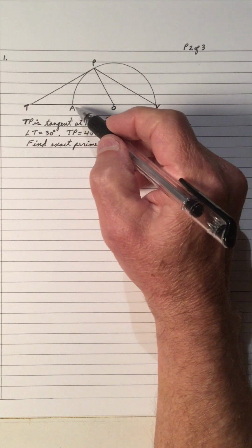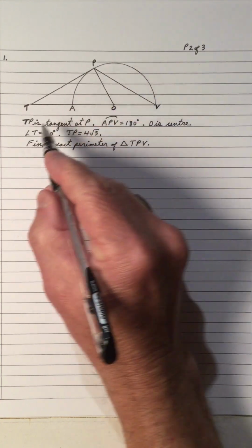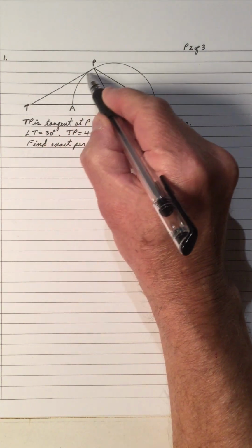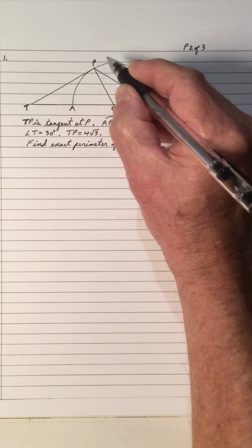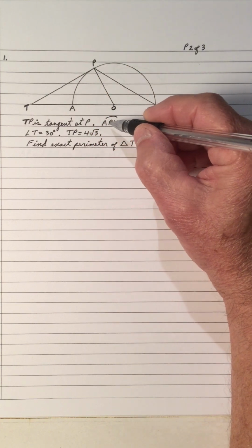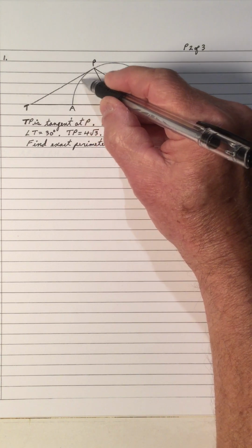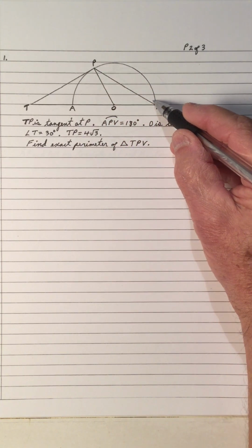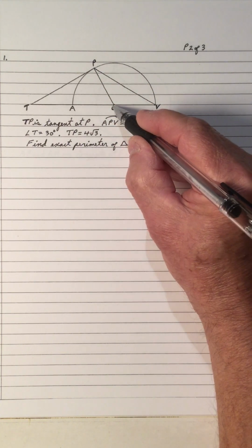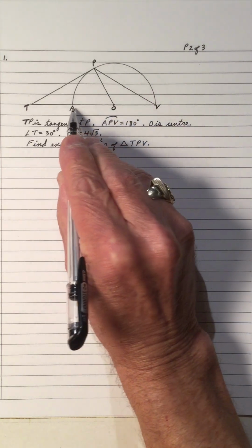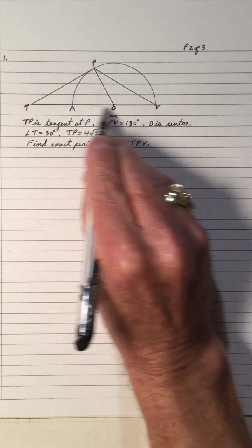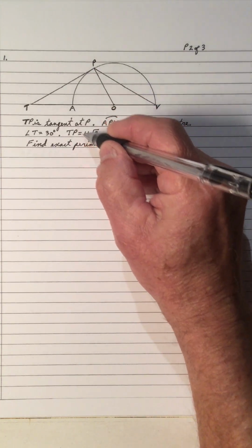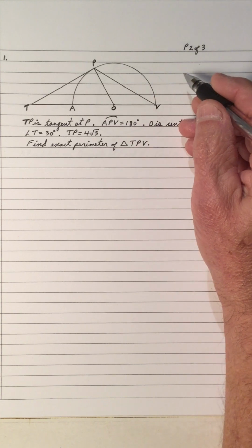We have a diagram here, and it says that TP is tangent at P, and the arc APV is 180, which means that APV is a semicircle, and O is the center. That means that AV is a diameter, so if we drew down here like this, we would have a full circle.